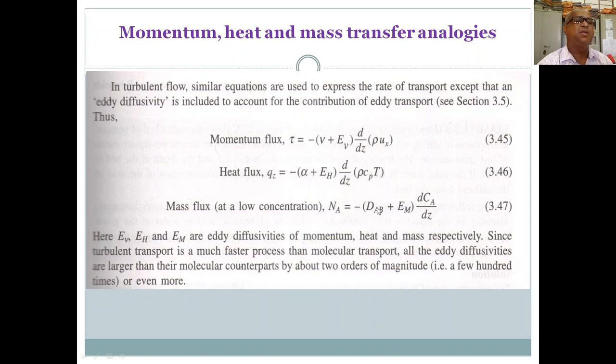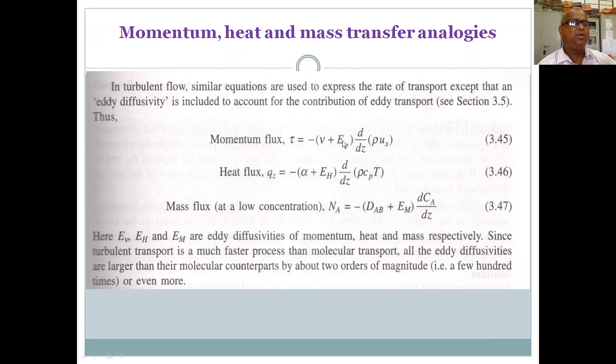And for mass flux, DAB is the molecular diffusivity, then the eddy diffusivity of mass will come. So this term will be the flux. Actually, determination of nu, alpha and DAB is easy. You know the viscosity, you can determine nu from viscosity by density, alpha from k by rho Cp. DAB also is possible. Now you know how to calculate this.